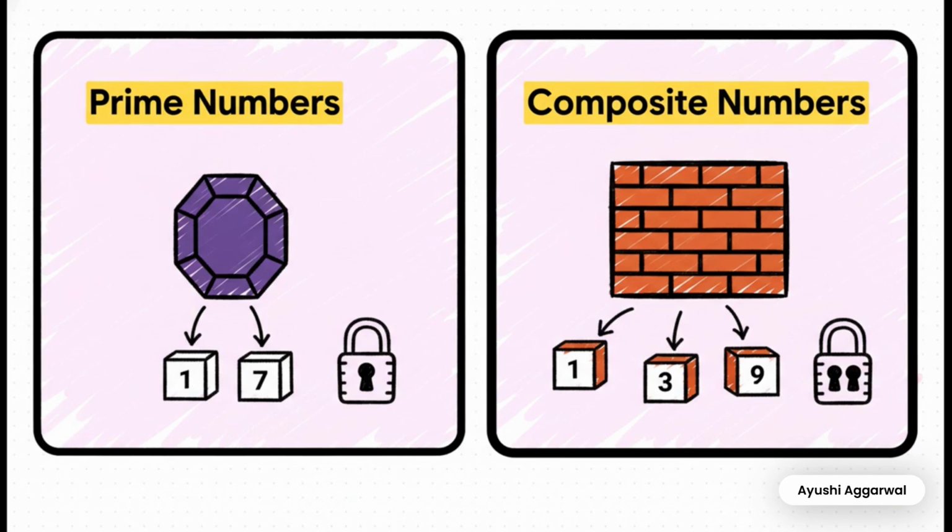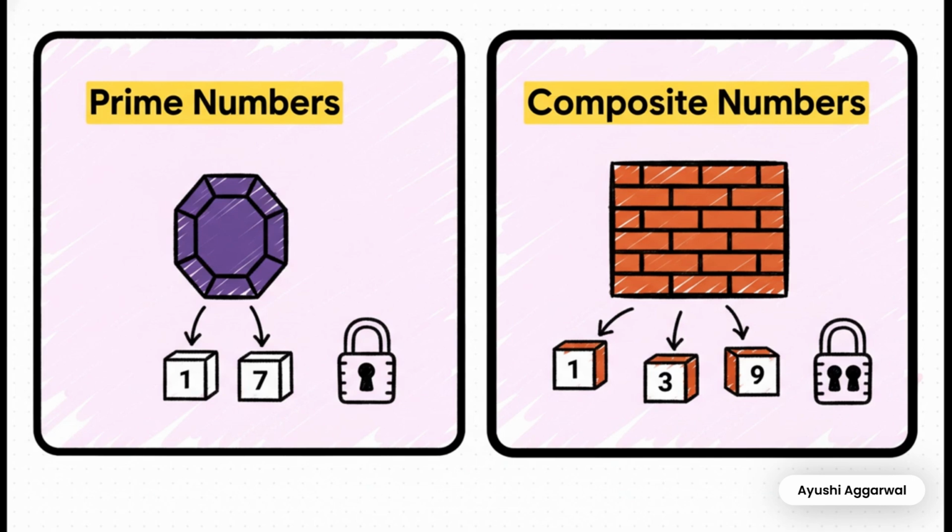A prime number, first off, has to be a natural number greater than 1. And here's the key. It has exactly 2 divisors, just 1 and the number itself. Take the number 7, for example. What can you divide it by? Only 1 and 7. That's it.